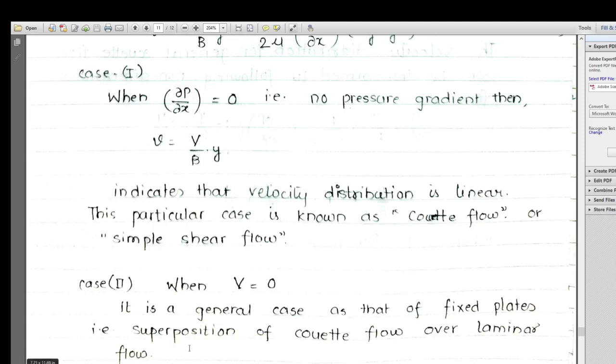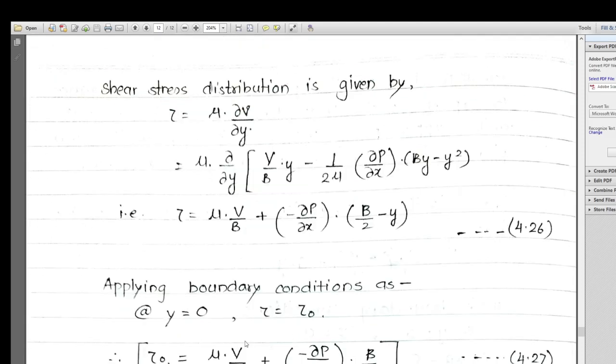In this, it is a general case as that of the fixed plates, that is, a superposition of the Couette flow over the laminar flow. Okay, so now we will move toward the shear stress distribution for the two plates which are parallel to each other. From that, one plate is fixed and the other plate is moving with the velocity V, and these are apart from each other by distance b.